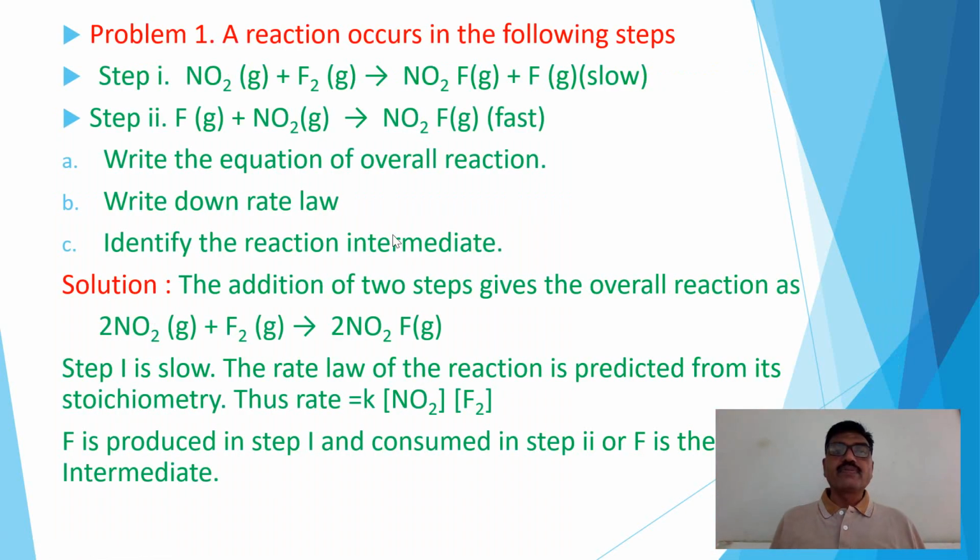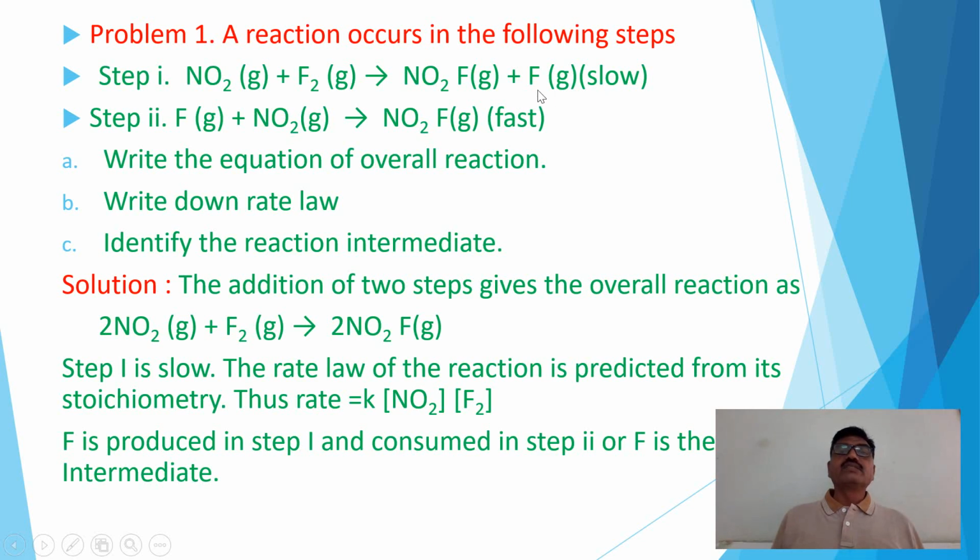Let us study the application of this term, the molecularity of an elementary reaction, and how to determine it. So a simple type of problem: a reaction occurs in the following steps. Again, the example is nitrogen dioxide treated with fluorine gas, which produces nitryl fluoride. Instead of nitryl chloride, let us see the example of nitryl fluoride plus fluorine gas.